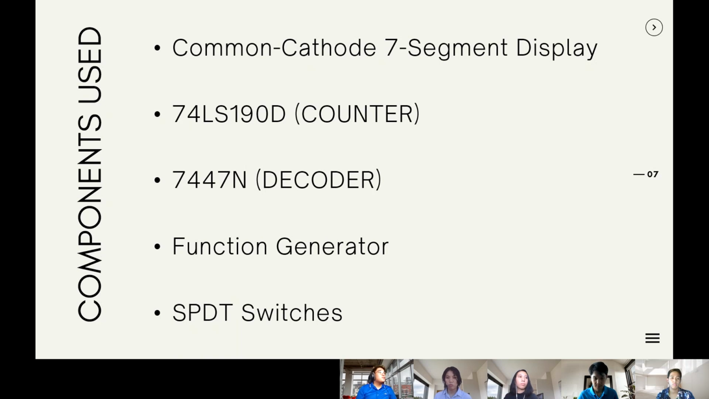I'm here to discuss the components used in our project. In our project, the 5 main components used are the common cathode 7-segment display, the 74LS190D counter, the 7447N decoder, the function generator, and the SPDT switches.